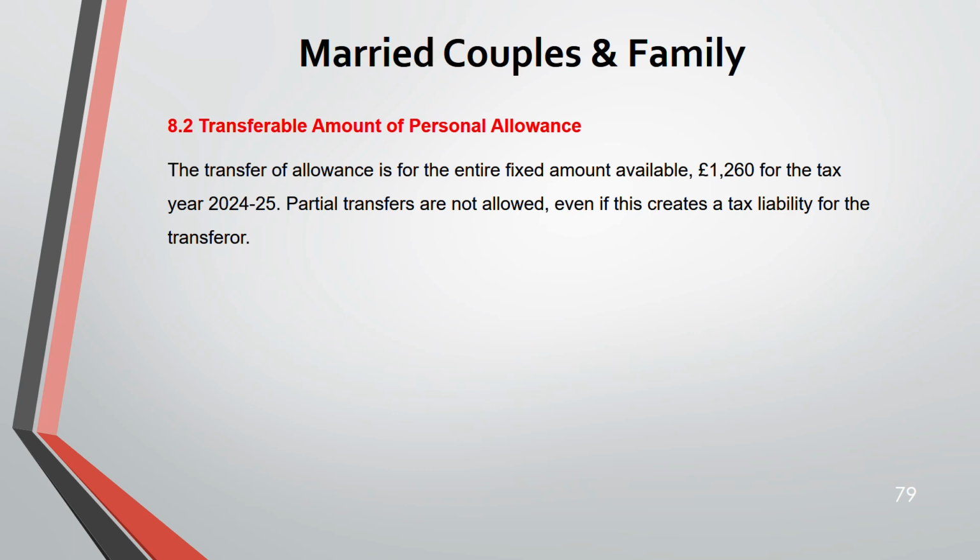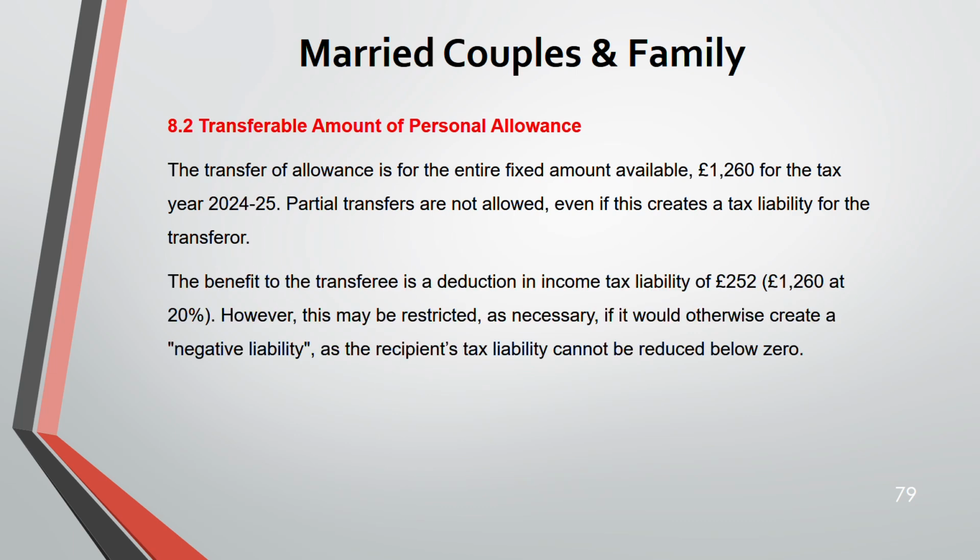Let's say the tax liability of the transfer is 300. So what is the amount that you can transfer? 300, but you can't do that. So that means at 300 you have to pay the income tax, but you can't transfer 300 because you have to transfer either 1260 or nothing.